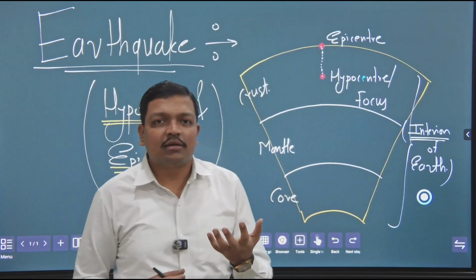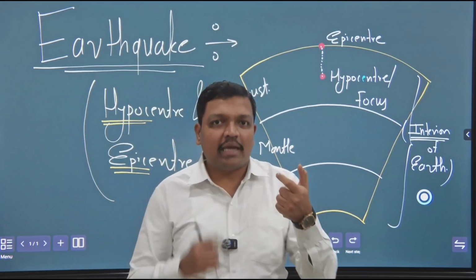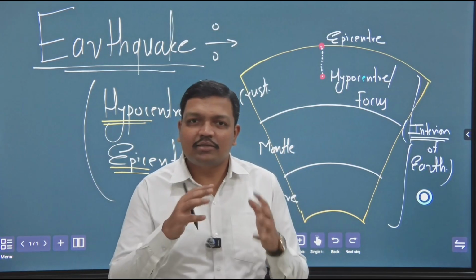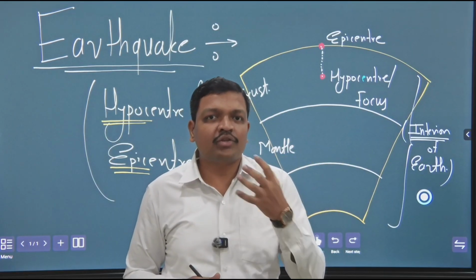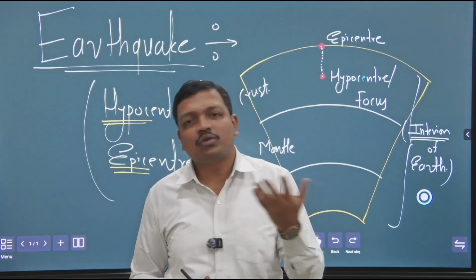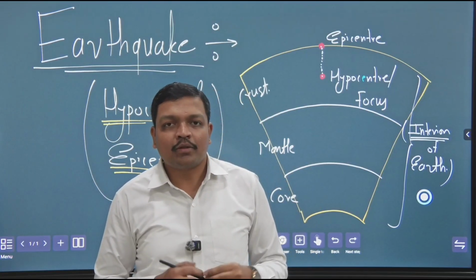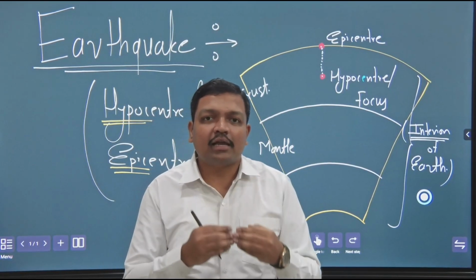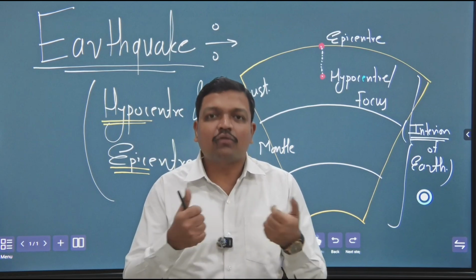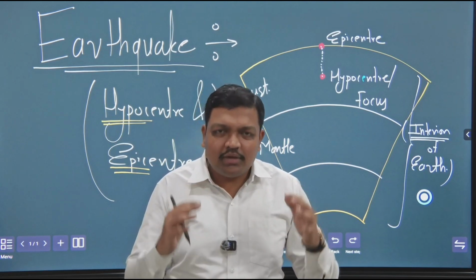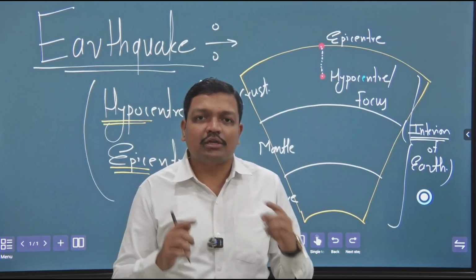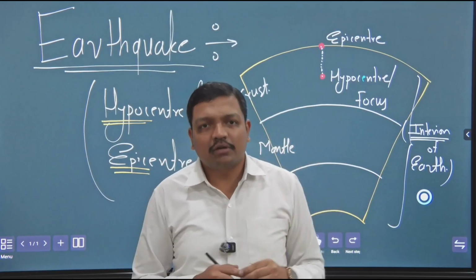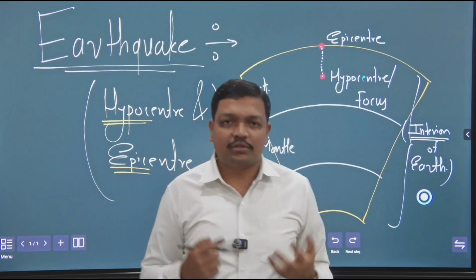Earthquake represents two words, earth and quake. Quake represents the shaking of whom? The earth. The shaking of earth in simple terms is known as earthquake. In technical language, earthquake is known as the release of energy which is concentrated in the interior of the earth, and that release of energy moves towards the surface of the earth in the form of waves.